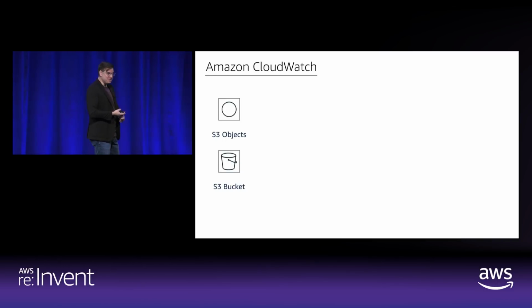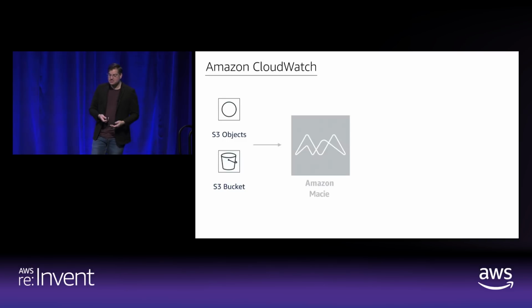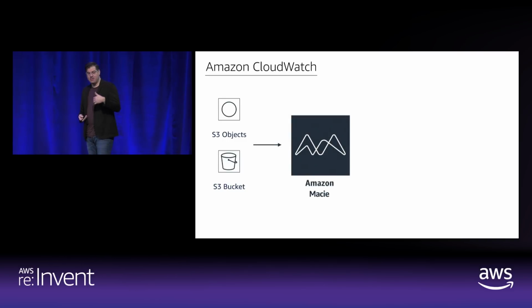Macie is in limited distribution. Right now it's only US West, US East. It's the one tool that I mentioned that is in limited distribution. Everything else is widely distributed. But Macie scans your S3 buckets and the objects in the buckets that you tell it to continuously.